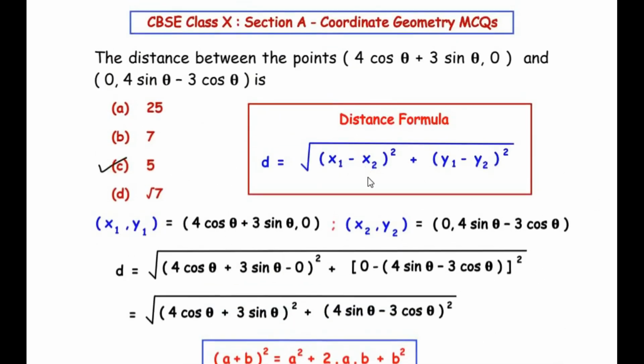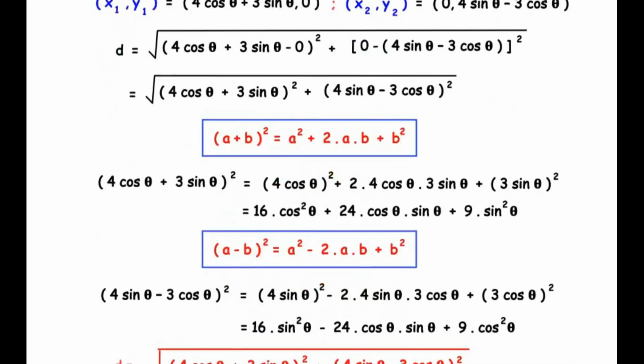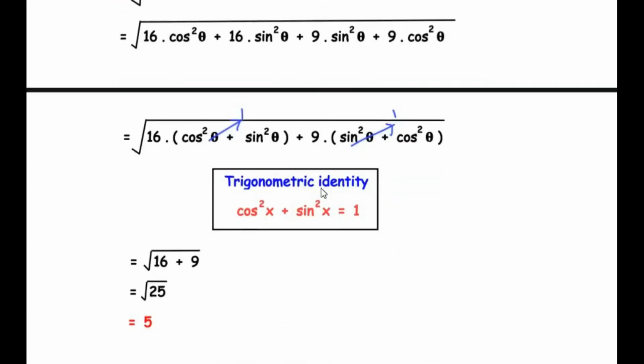Now this was the last question for the coordinate geometry chapter, and these were the questions which had appeared in CBSE board exam 2025. And if I have left out any of the questions from the question papers, I'll be including them in the playlist later.